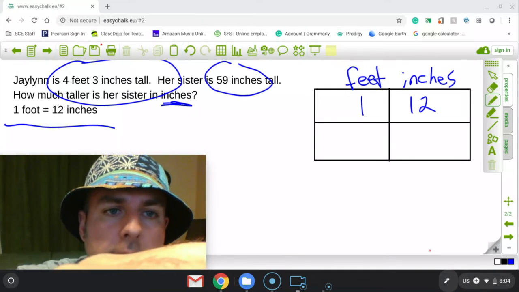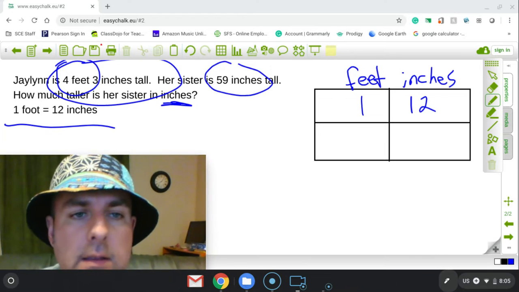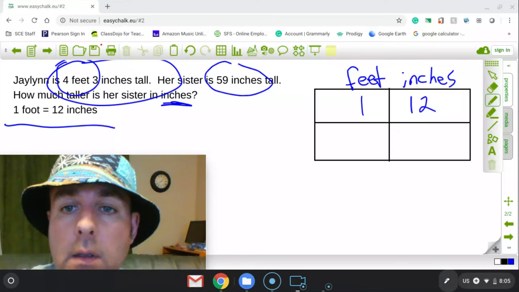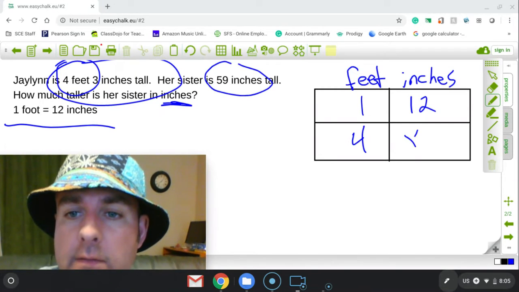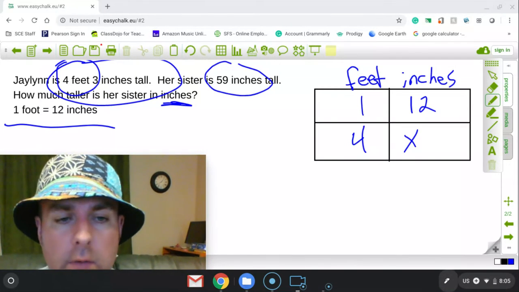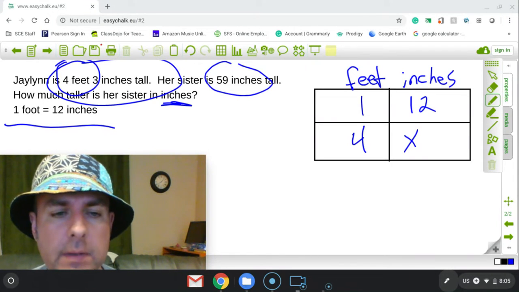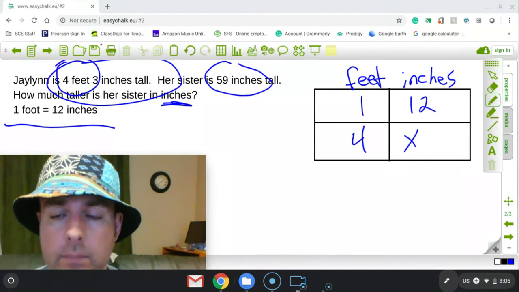So this one right here, she's 4 feet 3 inches. Well, I'm worried about the feet because I need to know how many inches that is first. So I'm going to put my 4 feet in here to see how many inches that is. Now, I know some of you already know that answer. It's easy. I get it. Again, this box just makes sure you either multiply or divide right.